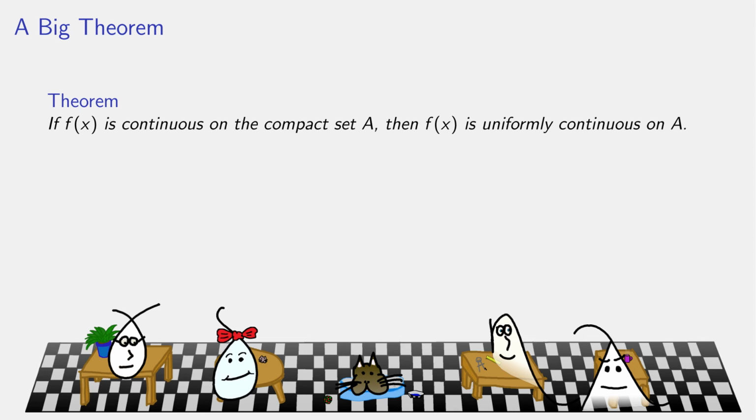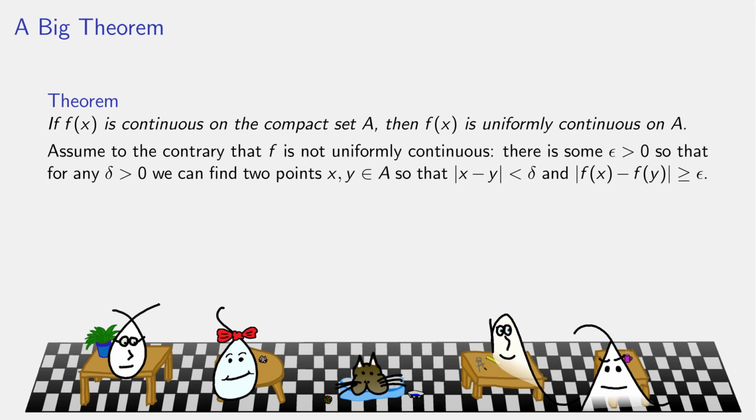The two definitions are not equivalent. We've seen examples where a function is continuous, but not uniformly continuous. For example, x squared is continuous on R, but not uniformly. We did that. However, if you're talking about a compact set, then the two definitions are in fact the same.